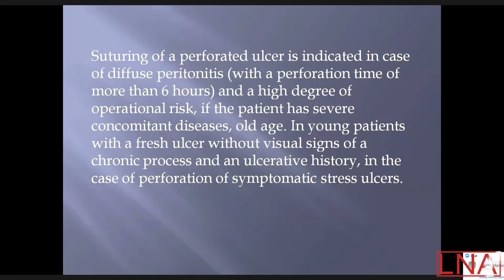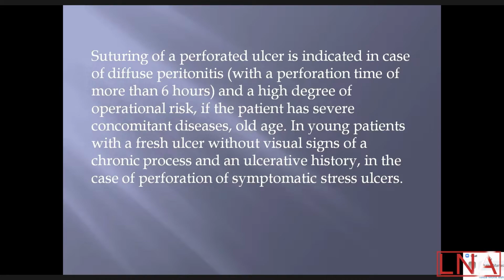After the surgeon detects the perforation, he must decide whether to resect the stomach, suture the perforated wall, or excise the ulcer with pyloroplasty and vagotomy. The type and the volume of surgery are determined intraoperatively, strictly individually, and depend on the nature of the ulcer, the time elapsed since the moment of perforation, the severity of peritonitis, the age of the patient, the nature and severity of concomitant pathology, and the technical capabilities of the operating team.